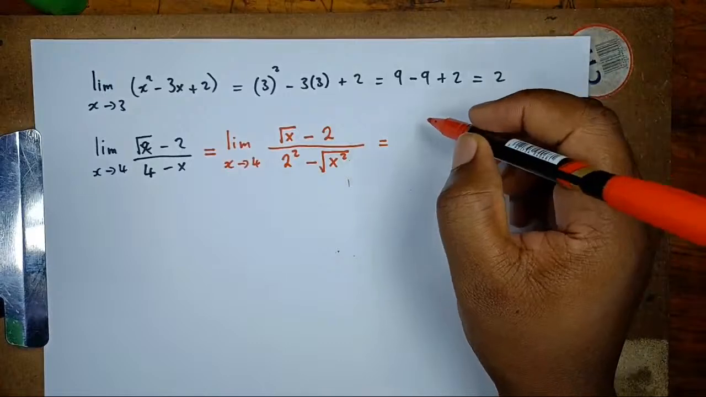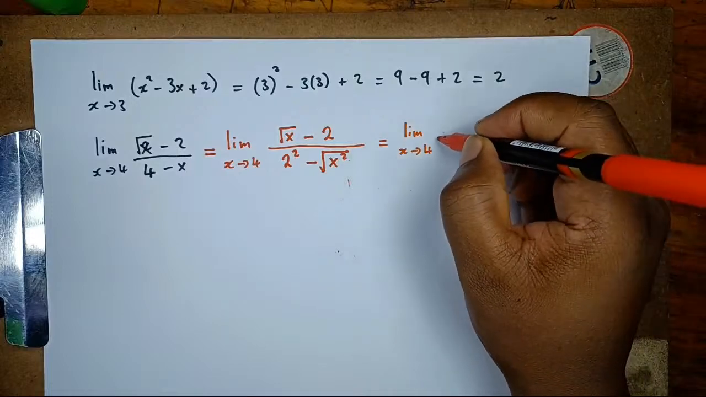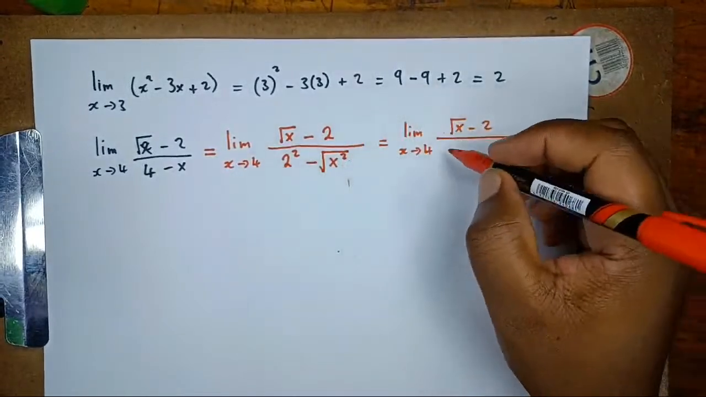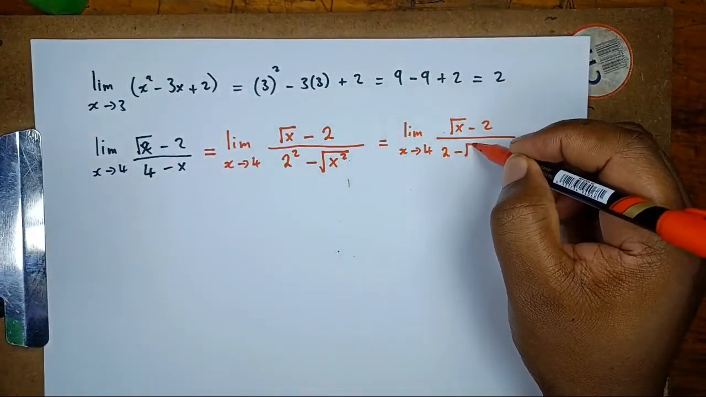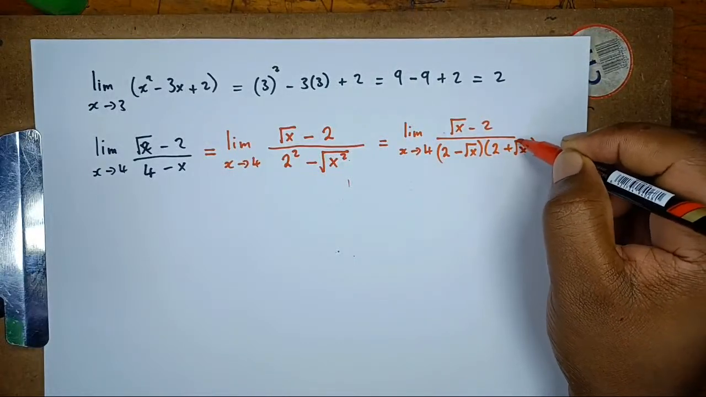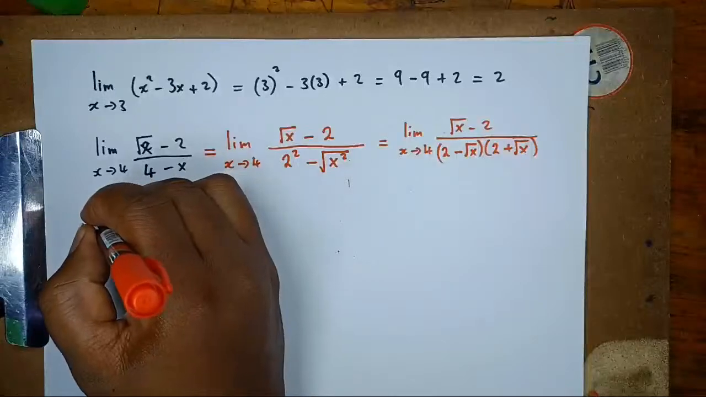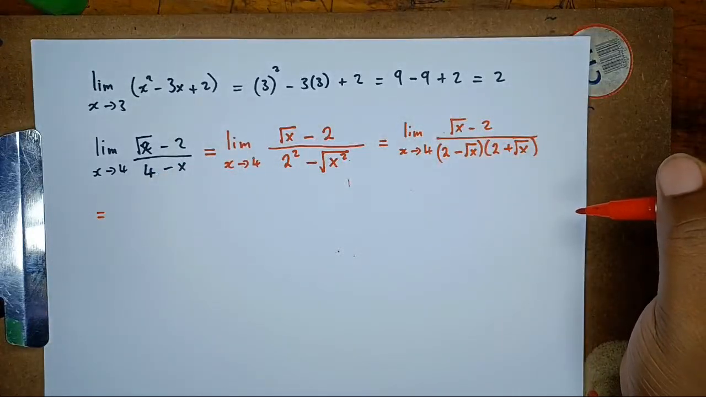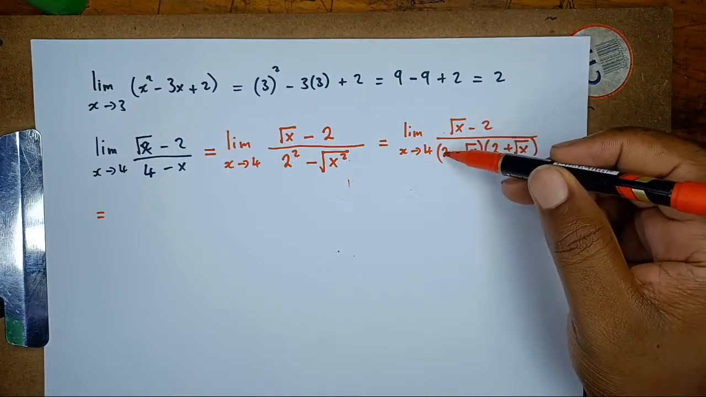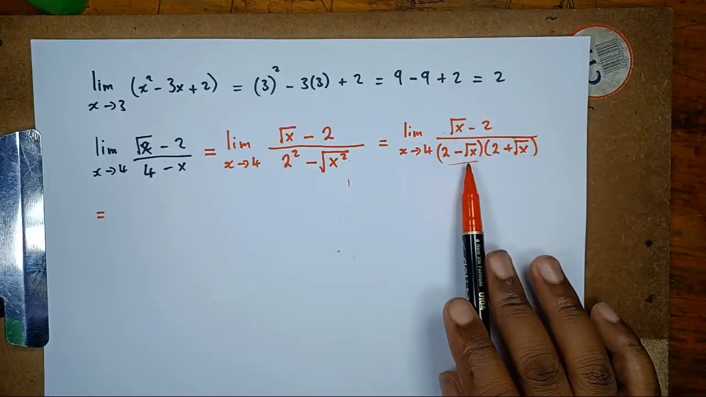Hence, this will result to the limit as x approaches 4. So numerator, we have root x minus 2. Denominator, difference of two squares, so we'll have 2 minus root x. The other one is 2 plus root x, like that. Then from there, what does this result to? First of all, we cannot cancel this 2 because the 2 is positive here, the 2 there is negative, here the root is negative. So for this first bracket, we're going to factor out a negative.